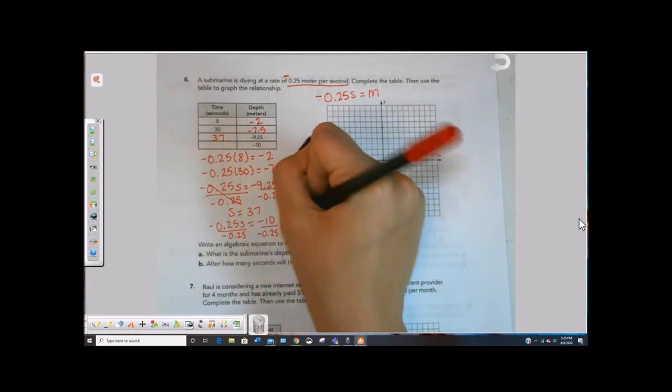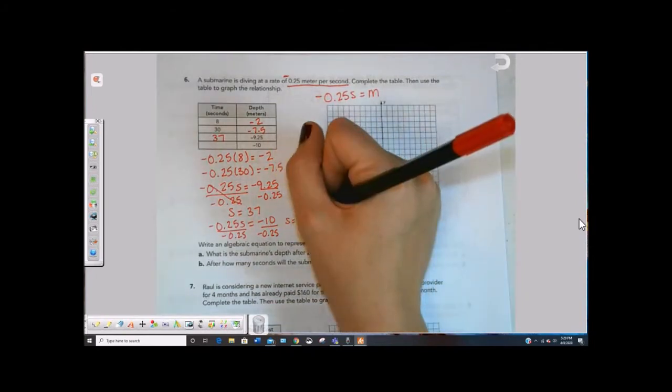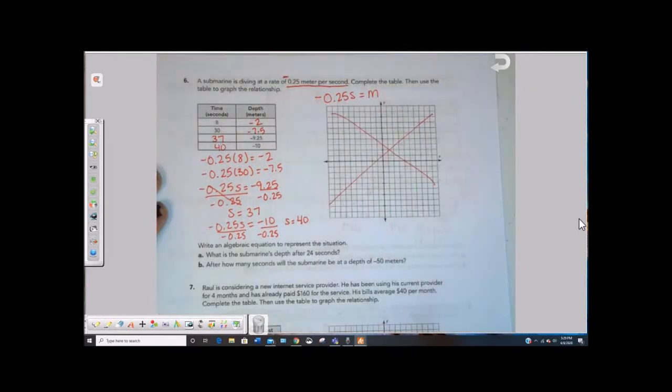Again, divide by negative 0.25 on both sides. And when you do that, you find out it is 40. So in 40 seconds, you go down 10 meters.